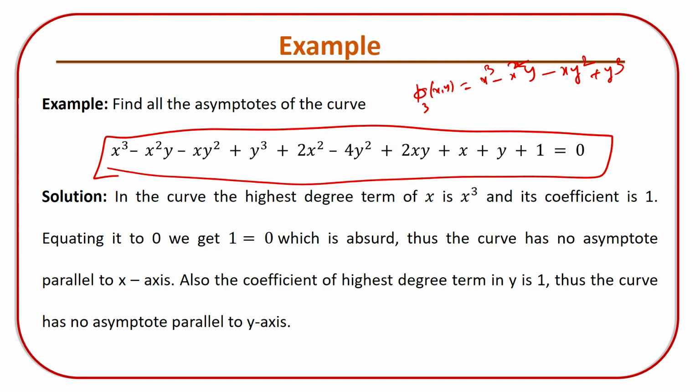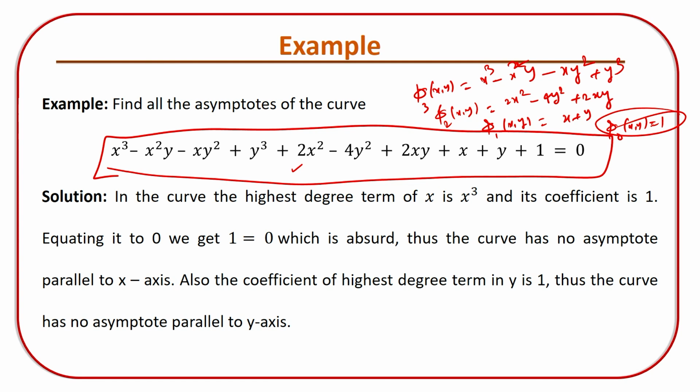Similarly, can you put phi 2 (x, y)? So, which one? 2x square minus 4y square plus 2xy. And do we have phi 1 (x, y)? x plus y. And do we have phi 0 (x, y)? We have 1. That means the constant. You may neglect that one.